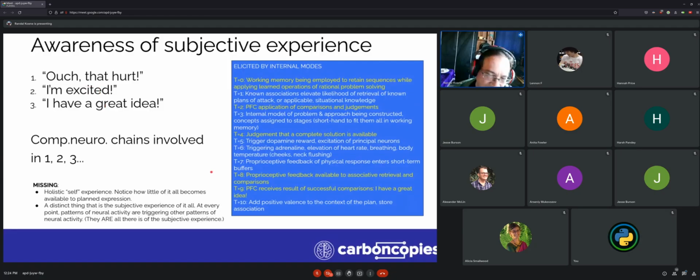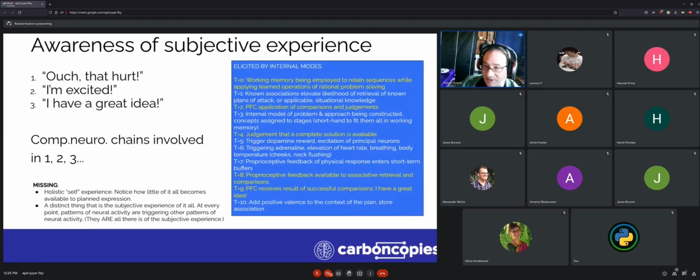Now, you'll notice that there were a few things missing, and they're actually meaningful that they're missing. What's missing here is a holistic self-experience. There's very little of this. Even here in this example where the yellow and the white are kind of taking turns, there's a lot that is not available to the experience of self that just happens. So it's not really holistic in that sense, and it's just bits and pieces. And it's not clear that there's a distinct thing that is the subjective experience of it all.